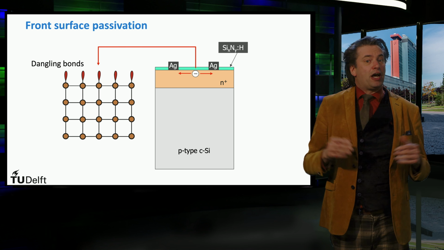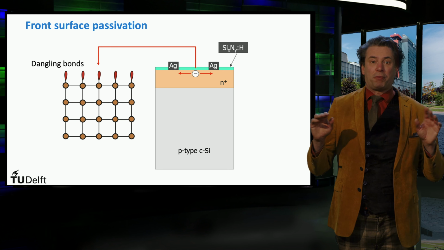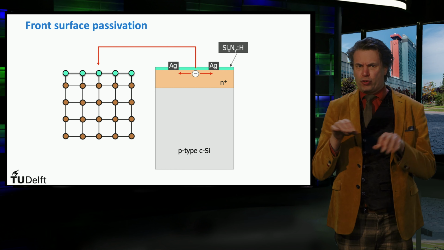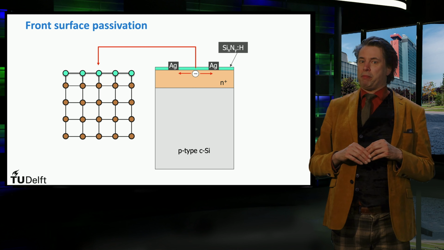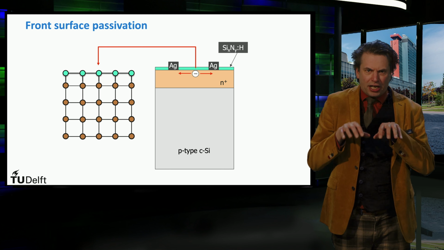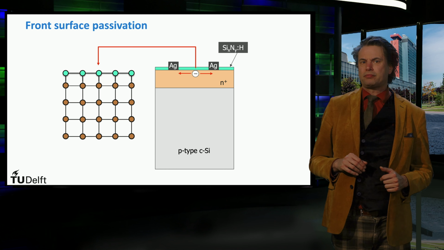This can be achieved by the deposition of a thin layer of different material on top of the surface. This material partially restores the bonding environment of the silicon atom. In addition, the material must be an insulator. It must force the electrons to remain in and move through the emitter layer.